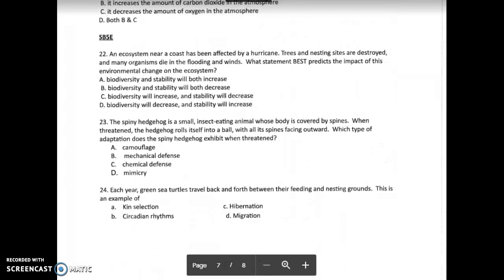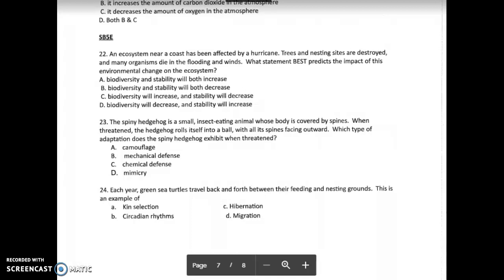Number 22. An ecosystem near a coast has been affected by a hurricane. Trees and nesting sites are destroyed, and many organisms die in the flooding and winds. Which statement best predicts the impact of this environmental change on the ecosystem? A. Biodiversity and instability will both increase. B. Biodiversity and instability will both decrease. C. Biodiversity will increase, instability will decrease. D. Biodiversity will decrease, instability will increase.